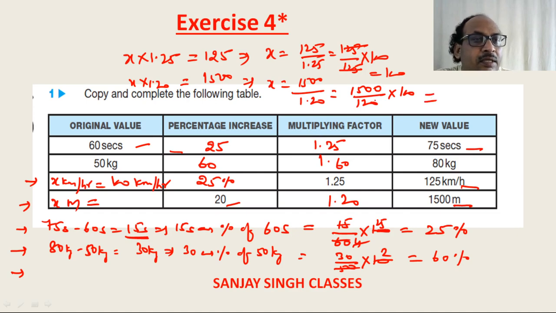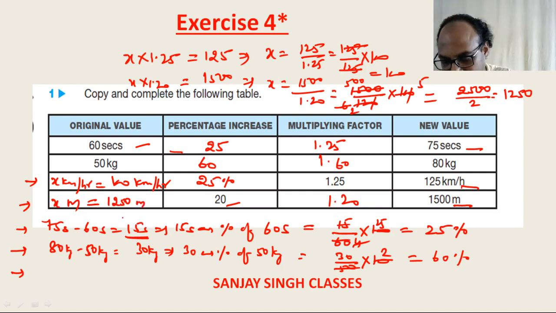So we cancel the zeros, then by 5, then with 3 we can go, and we get 2500 by 2, so it will give us 1250. So 1250 meter, right? Yes.